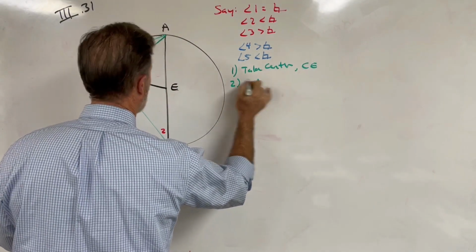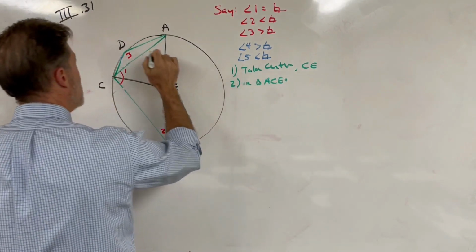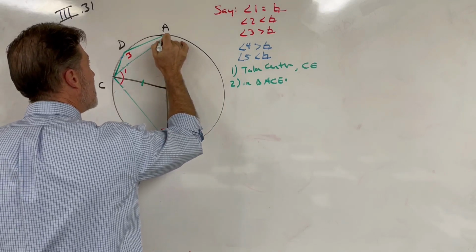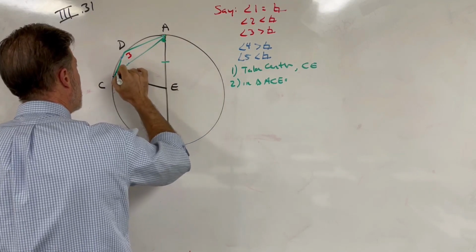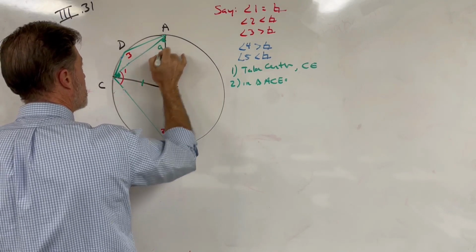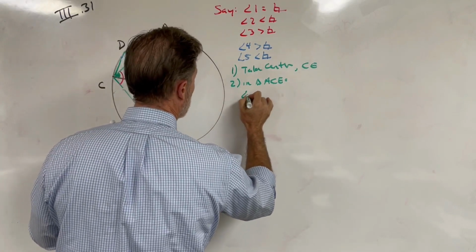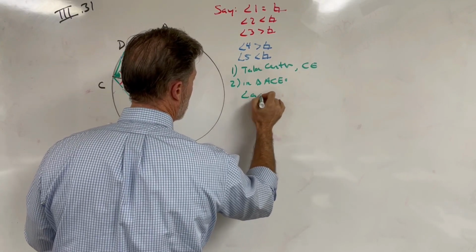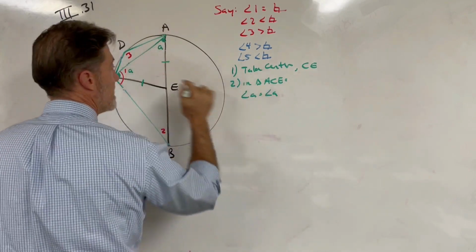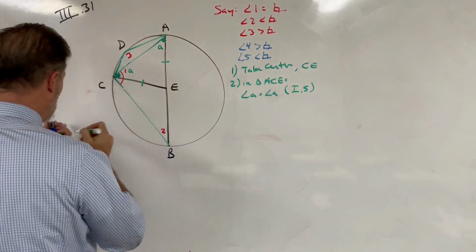Now let's look at the triangle. In triangle ACE, we can see that this is a radius and this is a radius, which makes this angle and this angle equal to one another. We'll call this angle small a, and this one also small a. So angle A equals angle A. The small angles are equal to each other because they're base angles of an isosceles triangle. According to Book 1, Prop 5, those 2 angles are equal.